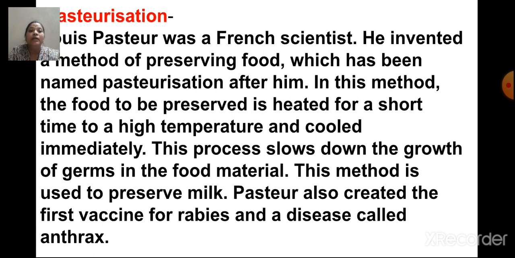This method is used to preserve milk. Pasteur also created the first vaccine for rabies and a disease called anthrax. Children, if you see the food packets, especially the milk packet, you can read there "pasteurized milk." Pasteurized means that milk is preserved or kept in a good condition by using the process of pasteurization, meaning heating for a short time at a very high temperature and then cooling immediately. So this is called pasteurization.